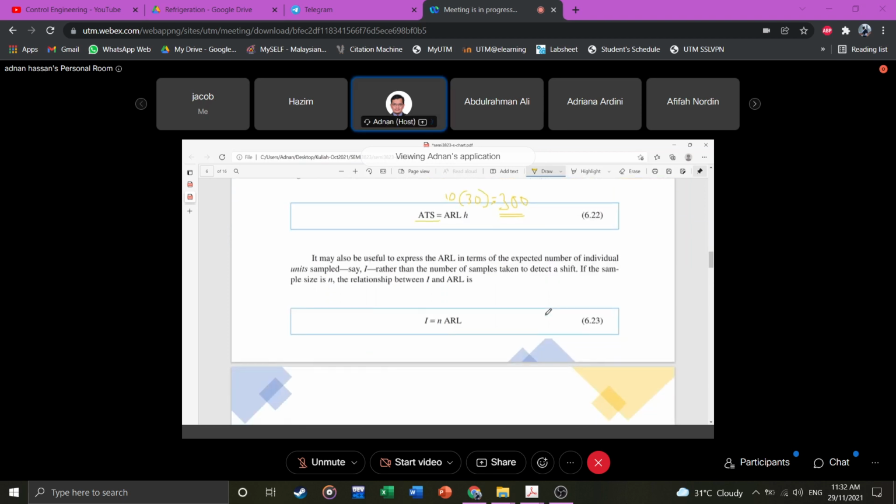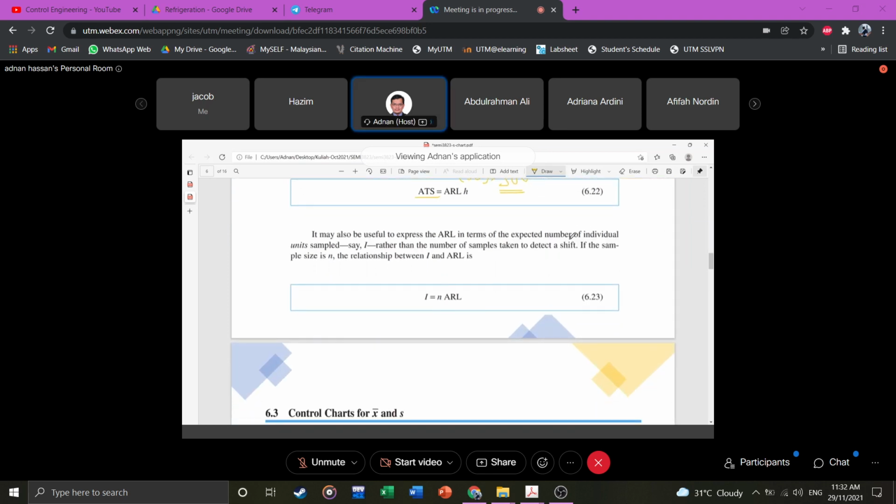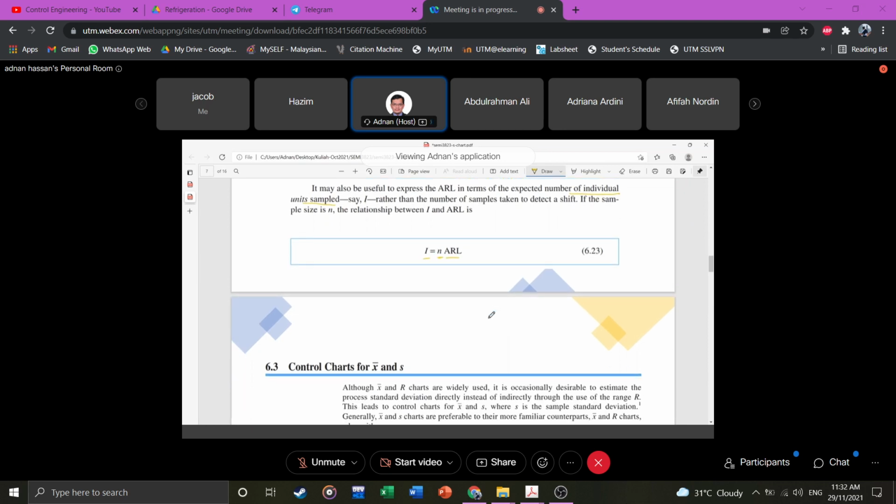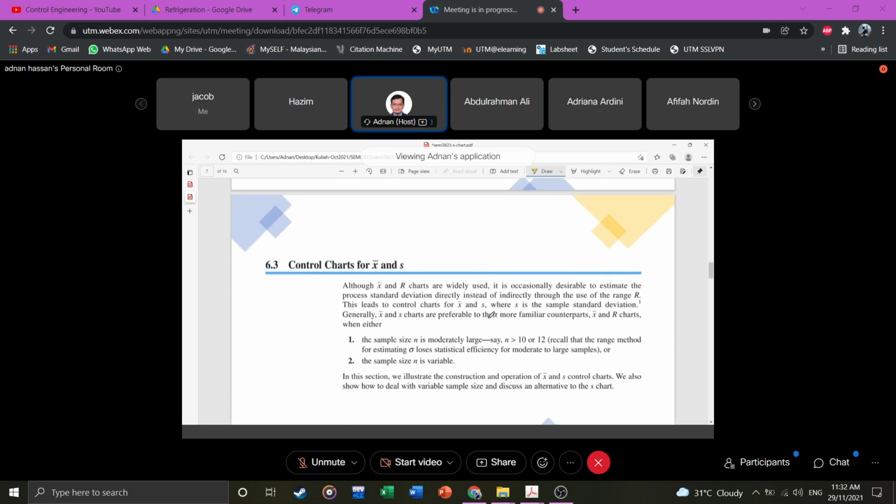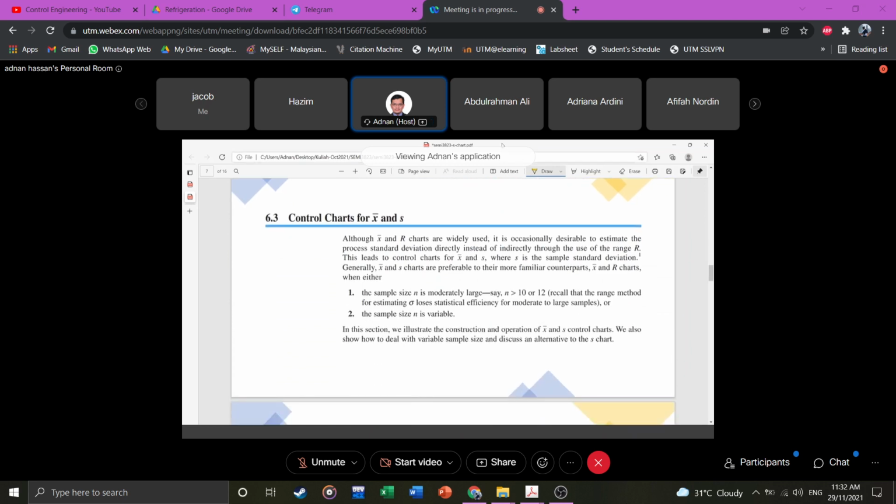Also, we can express in terms of the number of individual unit samples, which is I. N is the number of individual units, multiplied by ARL. So we can express it differently. Let me move on to another control chart. Any question before I move on to the S chart?